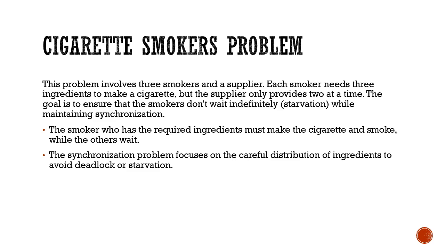The supplier places 2 ingredients and signals. A smoker checks if they have the missing ingredient. If so, they smoke, replace the ingredients, and signal the supplier. Proper synchronization prevents conflicts and ensures fair access to resources.